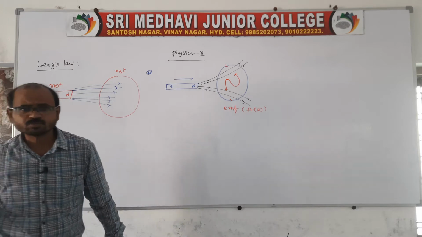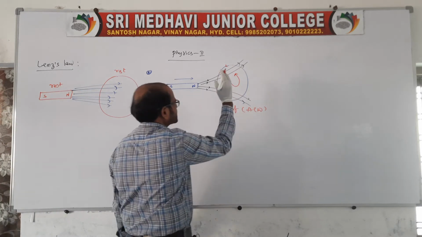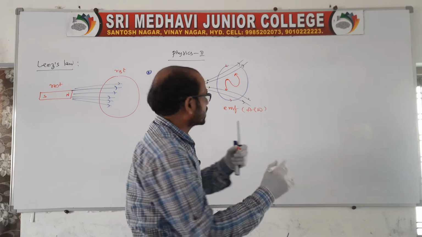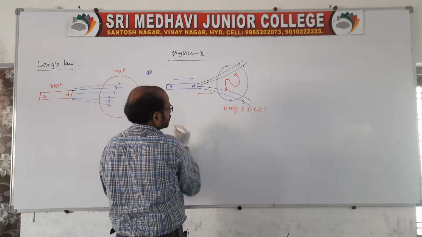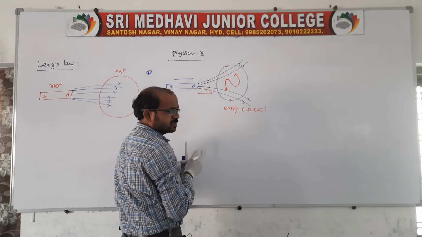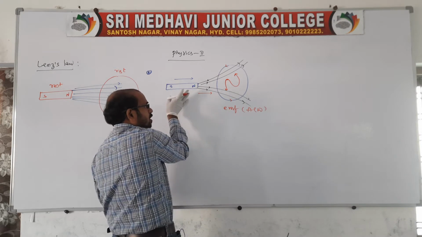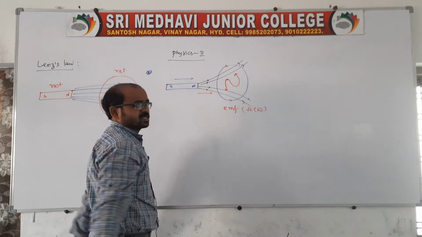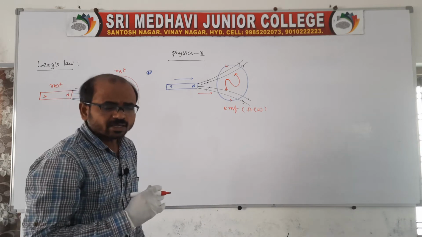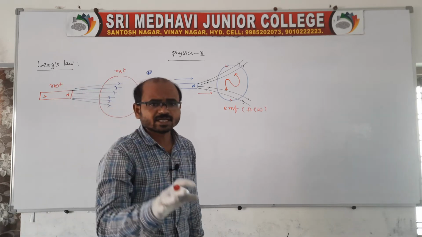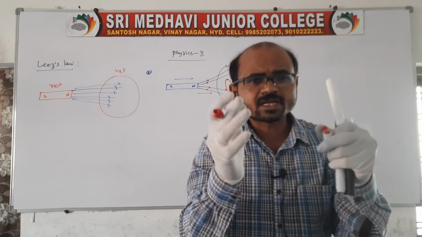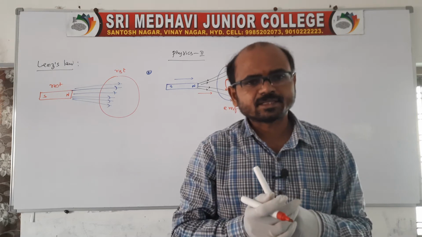Because the north pole is moving towards the coil, the coil faces the north, so the coil becomes a north pole. The magnet is moving towards the coil, and the coil also behaves like a north, so the magnet and coil have the same pole facing each other. Therefore a repulsion acts between the coil and the magnet.